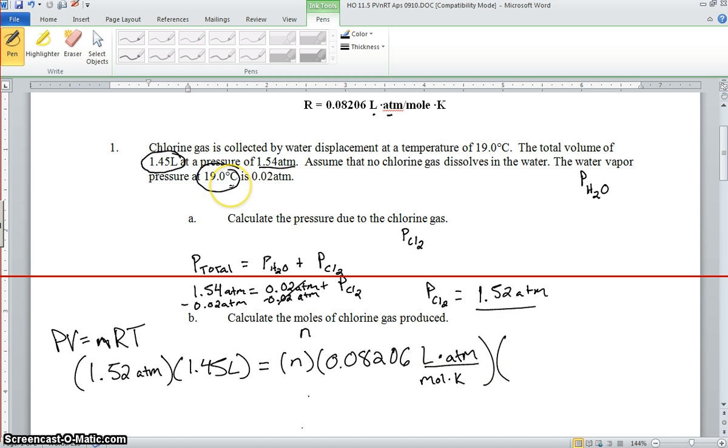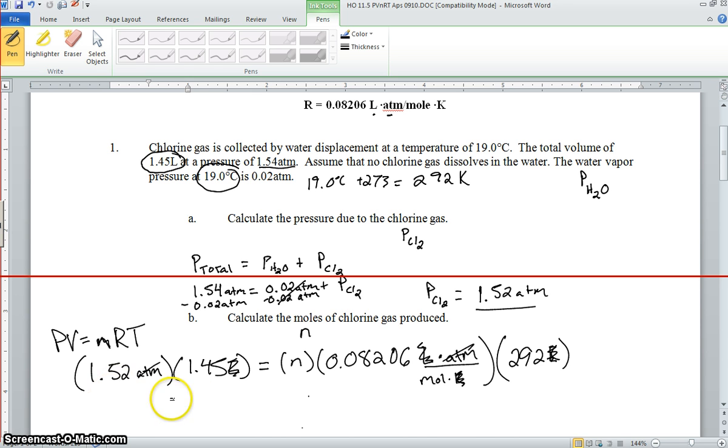Wait a minute, we're in Celsius. To get to Kelvin, we take our degrees Celsius and add 273. When we do this, we find we've got a final temperature of 292 Kelvin. Awesome. A quick look at our units tells us we are on the right track. We've got atmospheres on the left, atmospheres on the right. Liters on the left, liters on the right. Kelvin on top, Kelvin on bottom. The only unit that doesn't cancel is moles.